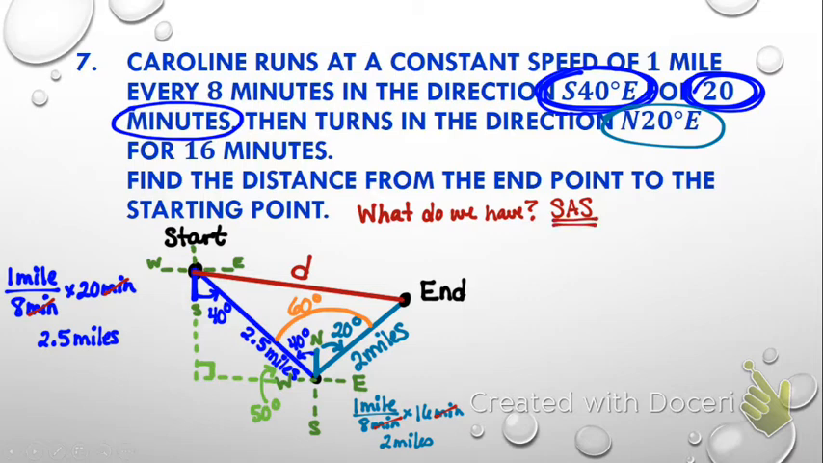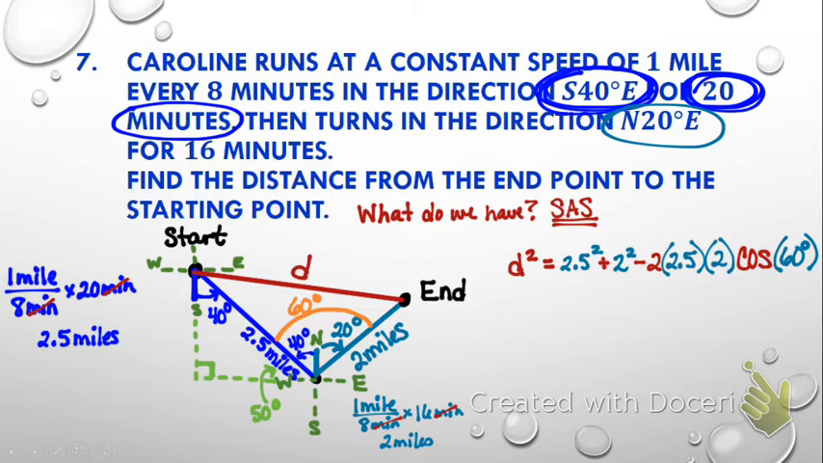All right, so I want to find D. So distance squared would be equal to what? 2.5 squared plus 2 squared minus 2 times 2.5 times 2. Anything else? Times cos of 60. Yes, ma'am.